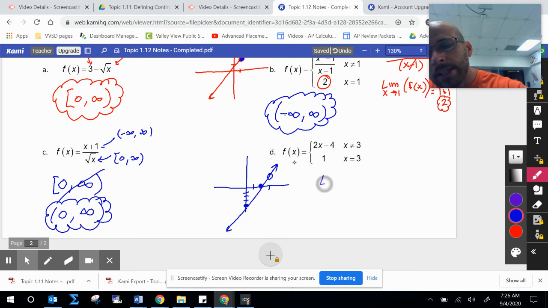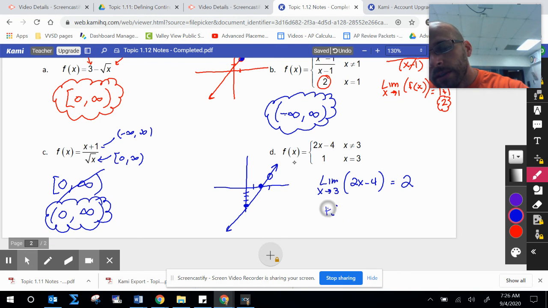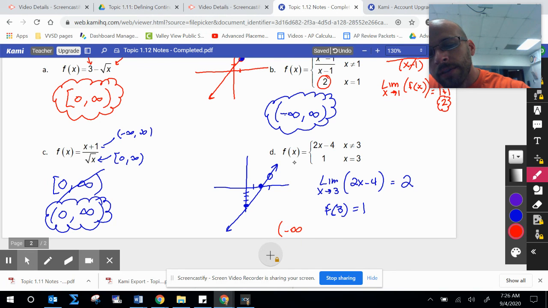So if I take the limit as x approaches 3 of 2x minus 4, and you put 3 into that, you're going to get 2. That's different than f of 3, which is 1. So therefore, there's a discontinuity there. So my interval of continuity is going to be negative infinity to 3, union 3 to infinity. And that would be my answer.